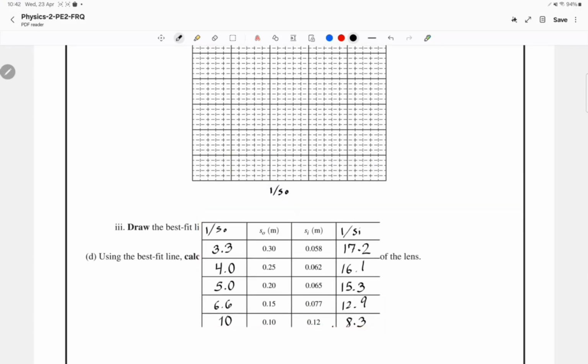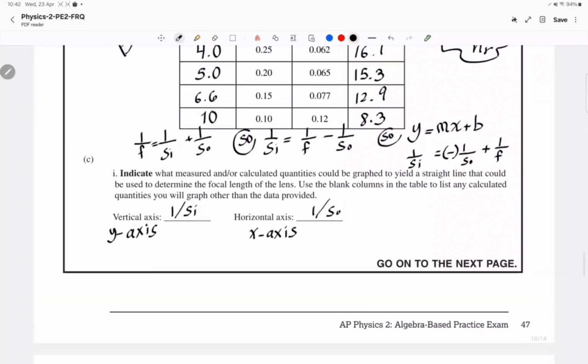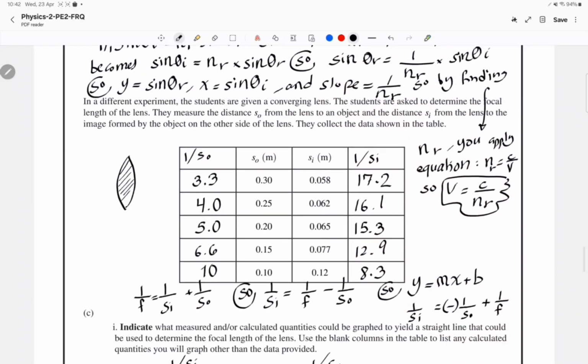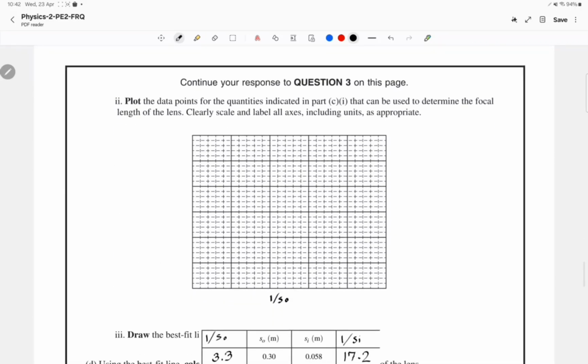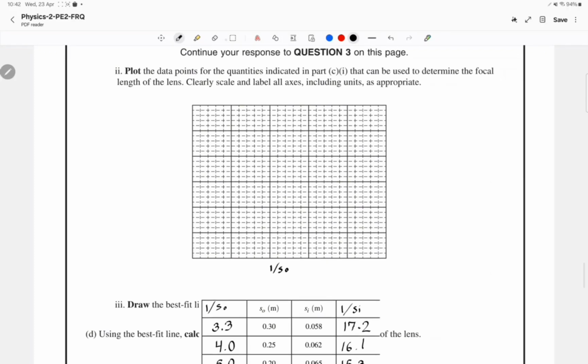And by the way, let's just go back and write the unit, right? So if you do 1 over meter, that means you get meter to the power of negative 1. Okay. So now here, 1 over the SO, which is the meter to the power of negative 1. 1 over SI, meter to the power of negative 1.